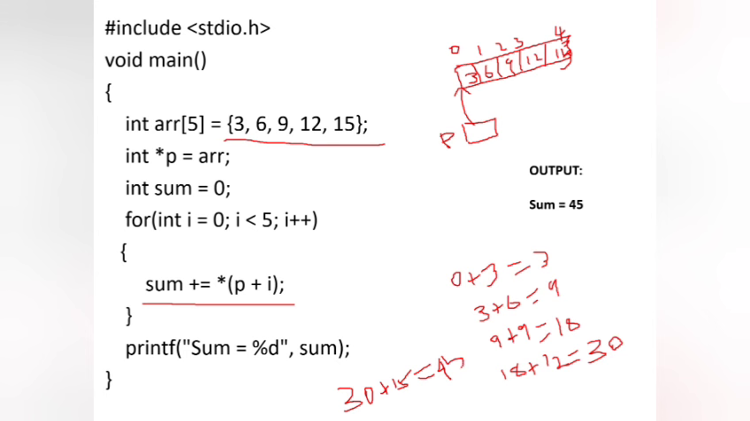Now we added all the elements, so the loop will stop. After the loop is over, we are having a printf statement. Print the sum. What is the value of sum? The value of sum is 45. That sum is printed.